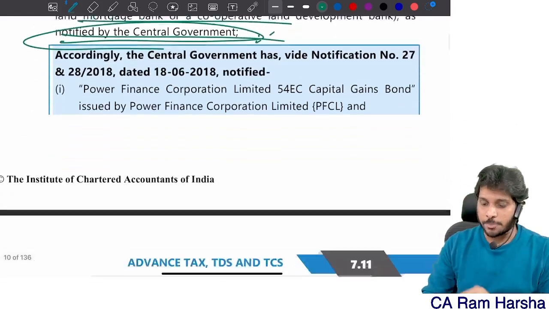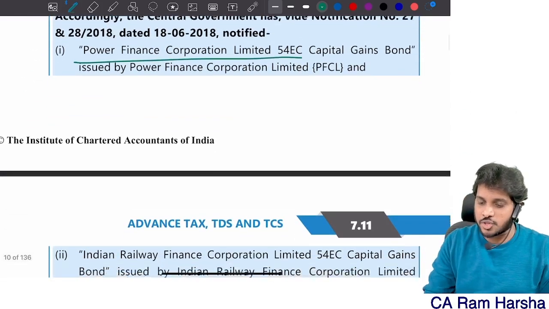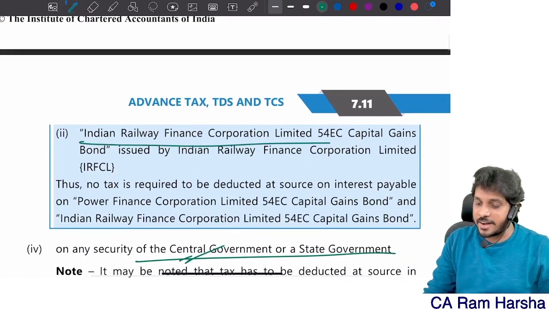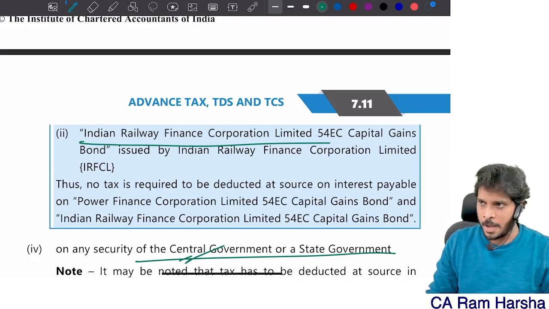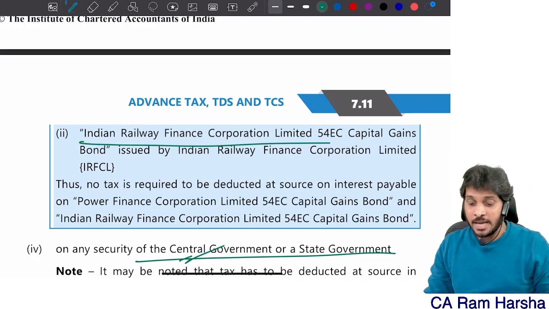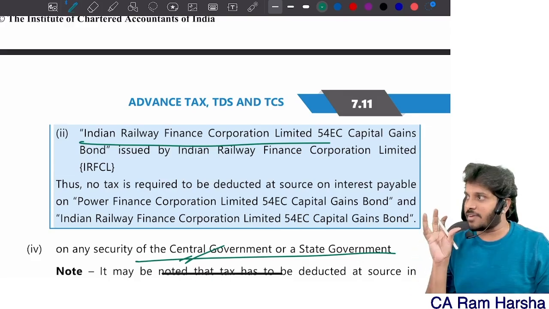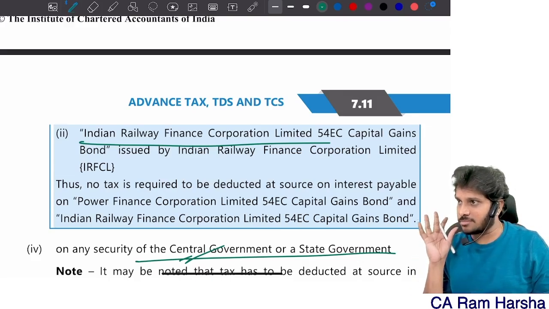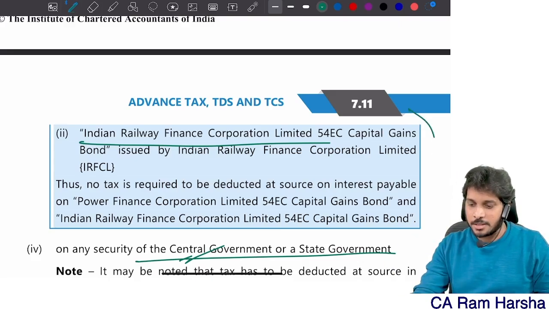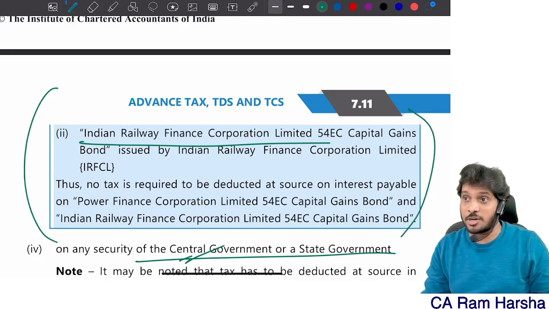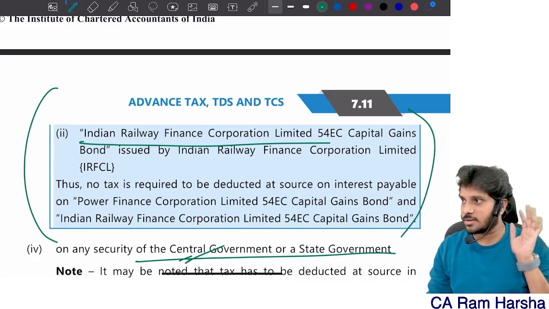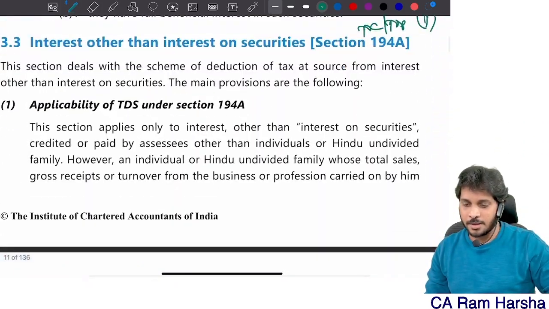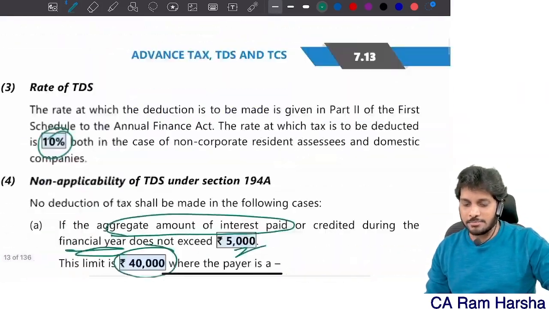Government notified two corporations. What are they? Power Finance Corporation Limited and Indian Railway Finance Corporation Limited. Both of them are notified under 54EC also. If they are paying any interest on the long-term finance securities they are issuing, TDS will not apply. That one exemption you have to remember. This Power Finance Corporation, there is a possibility that they will ask. In the MTP last time, May 24, they asked this. Getting it? Next.